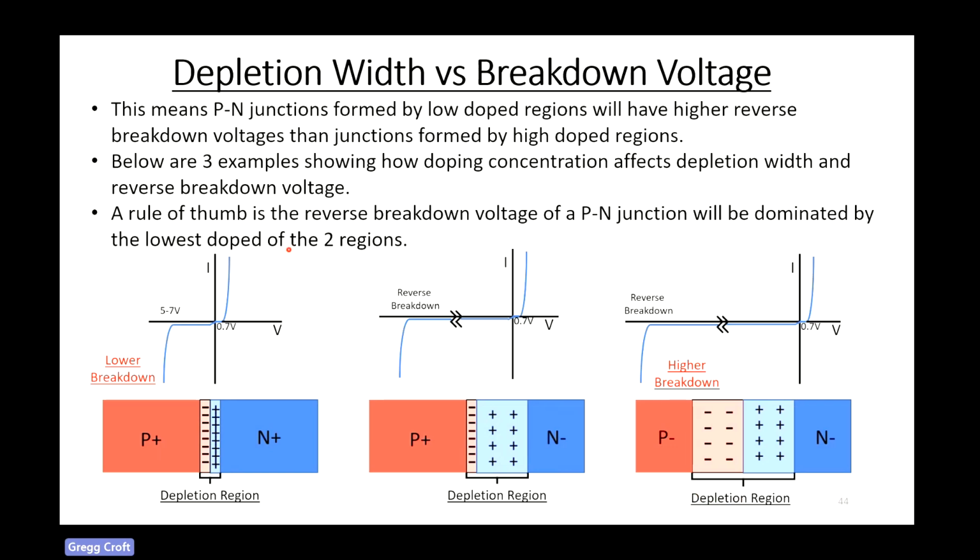This is the Croft rule of thumb. The reverse breakdown voltage of a PN junction is going to be dominated by the lower doped of the two regions. Typically, you don't have two regions that have almost exactly the same dopant level touching each other. Usually they're at least an order of magnitude apart in doping concentration. So the width of the depletion region is almost always dominated by the lower doped of the two materials that you're putting together. And so is the breakdown voltage.